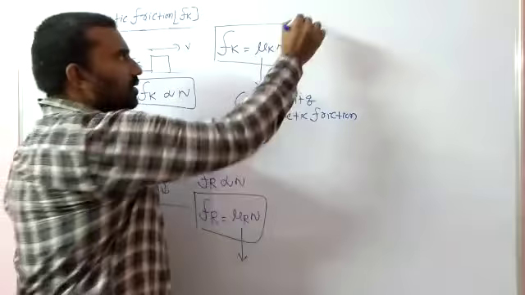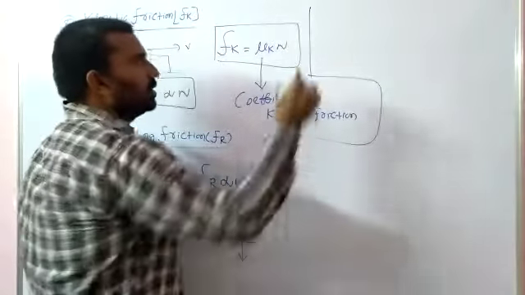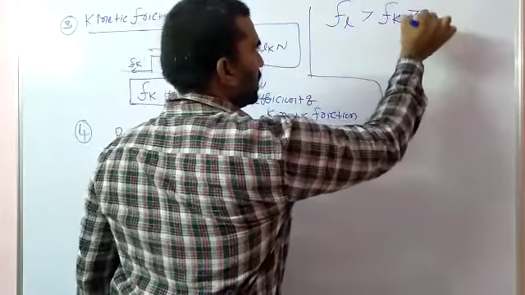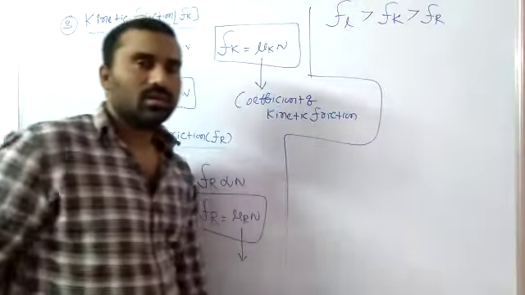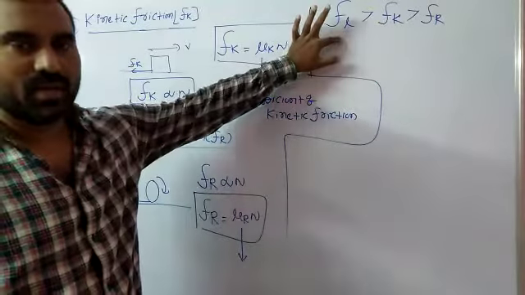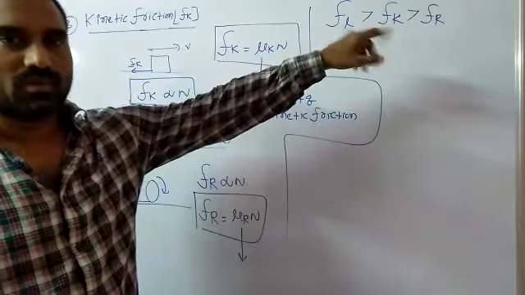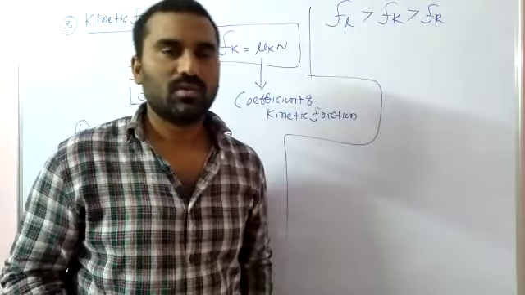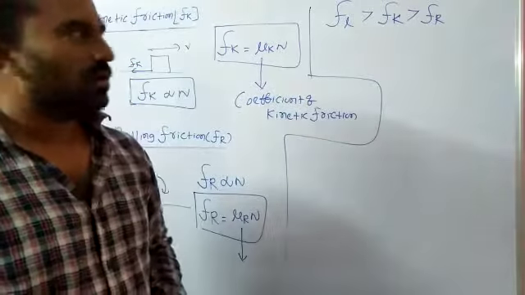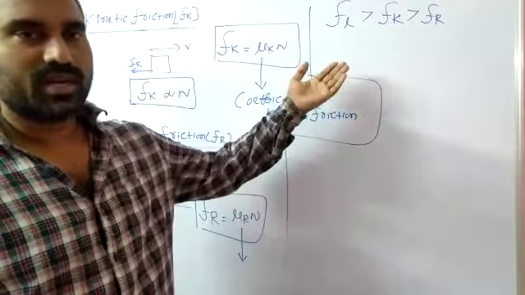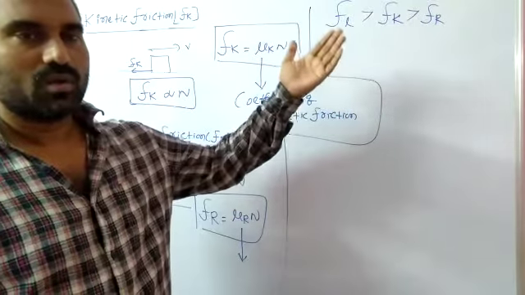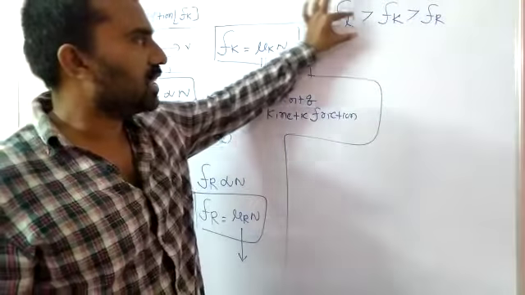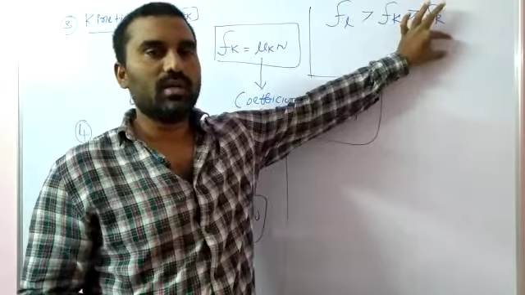Now, the relation. Limiting friction is greater than kinetic friction, which is greater than rolling friction. Of all frictions, limiting friction is the greatest in magnitude and the least is rolling. Whenever a body is in rolling motion, friction is very small. So rolling motion is easier than sliding motion because of less friction.